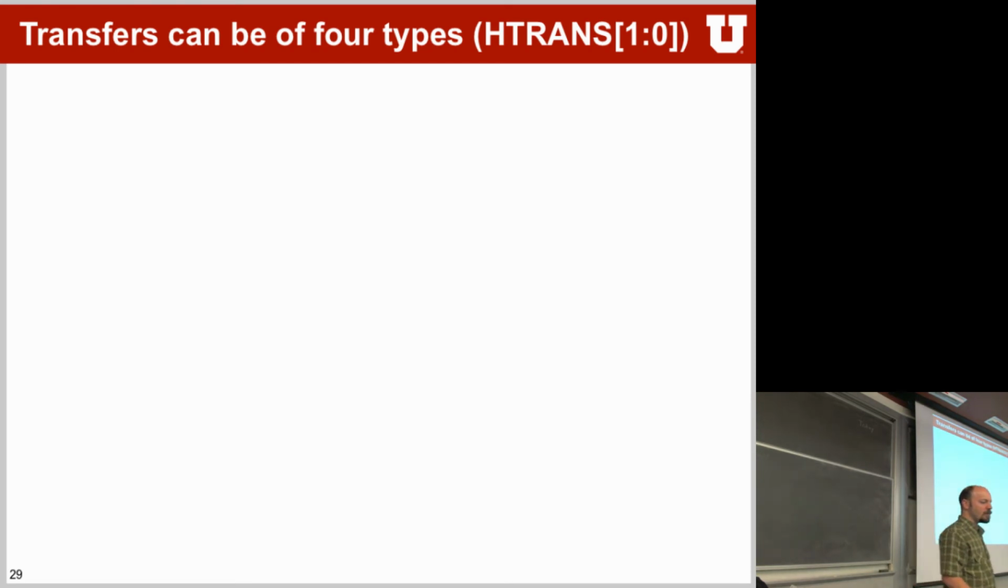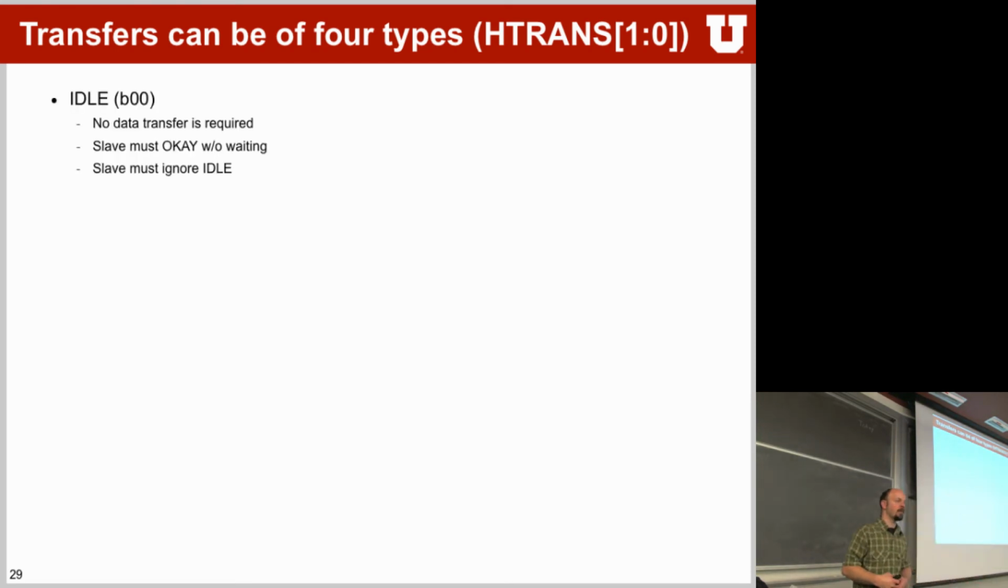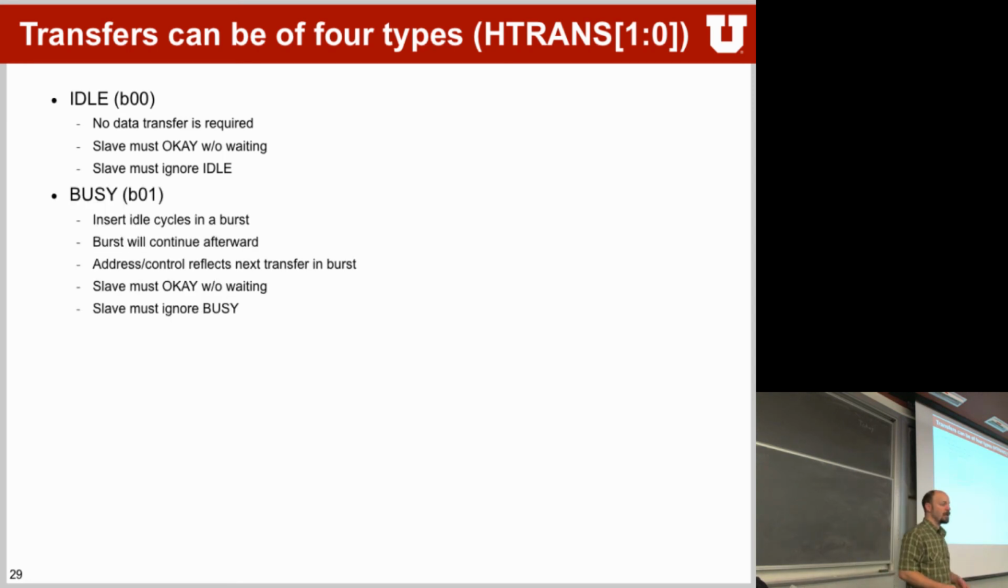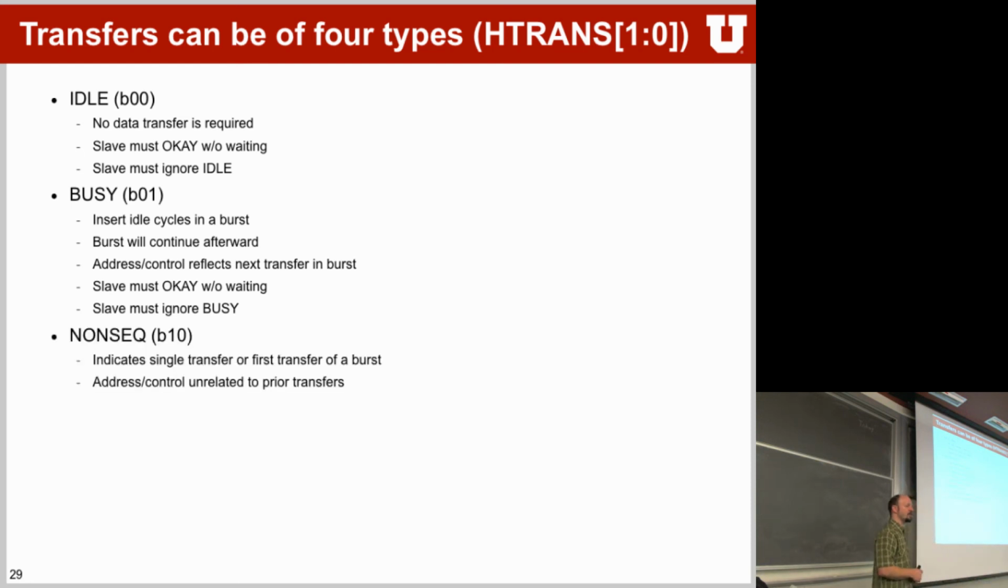Okay, transfers can have 4 different types. We have the idle type, where nothing happens on the bus. We have a busy state, which will tell a slave that the master is busy and it has to wait. We have a non-sequence transfer, which means that this new transfer has nothing to do with the transfer that just happened previously. And we have a sequence transfer, which means that this transfer is related to the one that just previously happened.